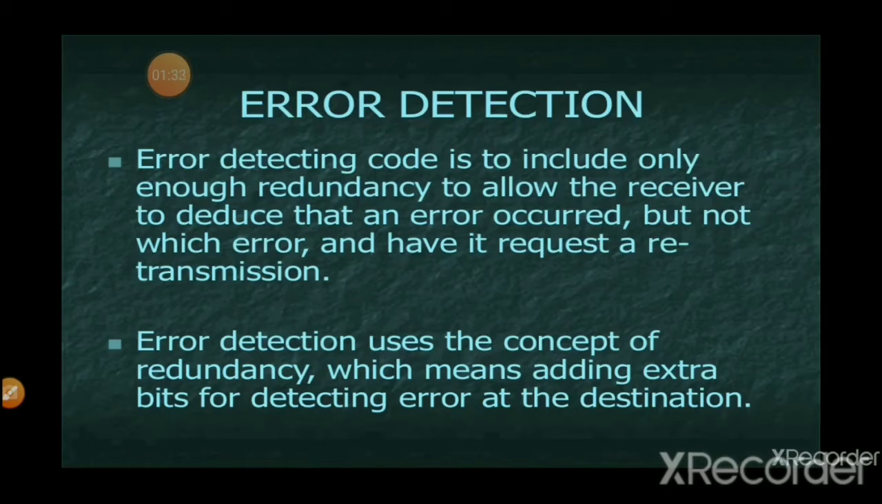Error detection. An error detecting code includes only enough redundancy to allow the receiver to deduce that an error occurred, but not which error, and have it request a retransmission. Error detection uses the concept of redundancy, which means adding extra bits for detecting errors at the destination.